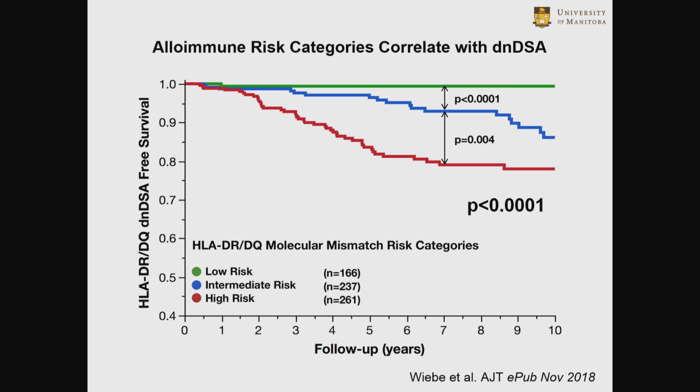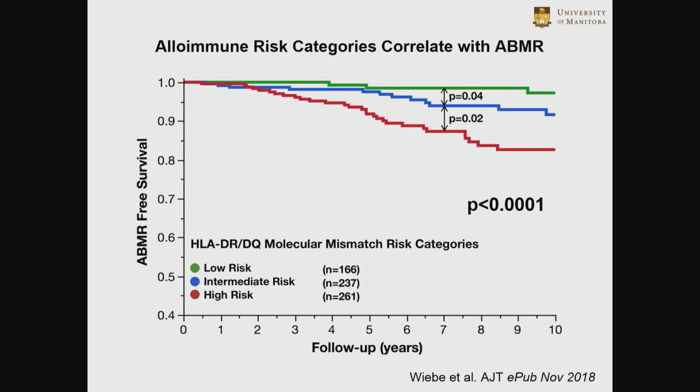If we analyze how these risk groups work for predicting either DR or DQ de novo DSA-free survival, what you see is that each group is nicely and statistically significantly different from the other, in terms of low, intermediate, and high-risk groups for DSA development.